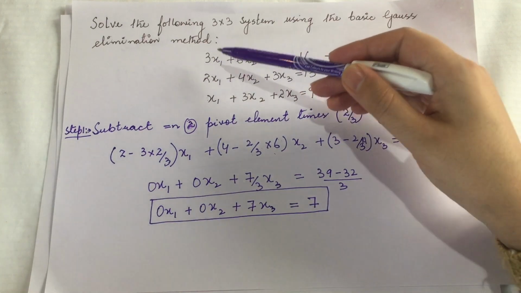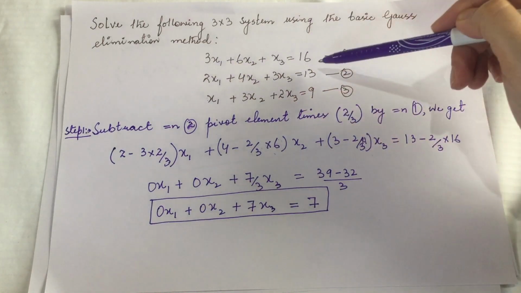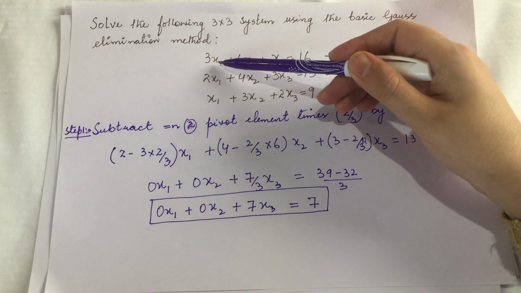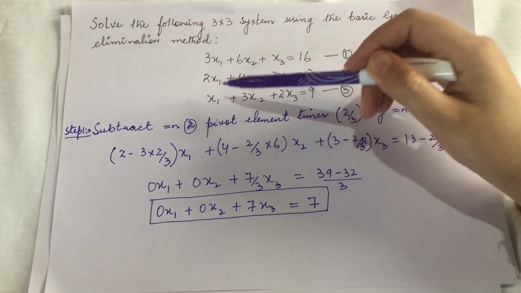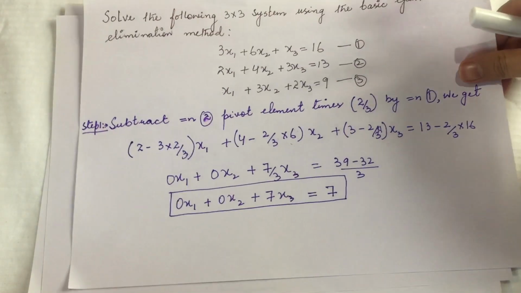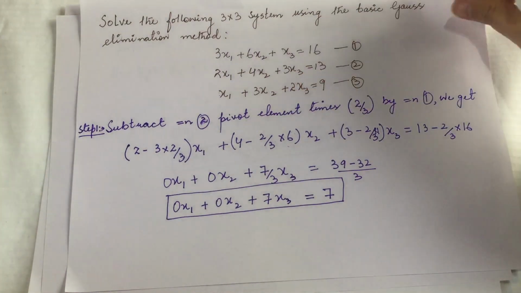It will be equivalent to x1 when we divide the whole equation by 3. When we divide the whole equation by 3, this will be equivalent to x1. So the term will be subtracted from this, and in this equation the x1 will be eliminated. So that's how I am saying that the pivot element here will be equivalent to 1 by 3.